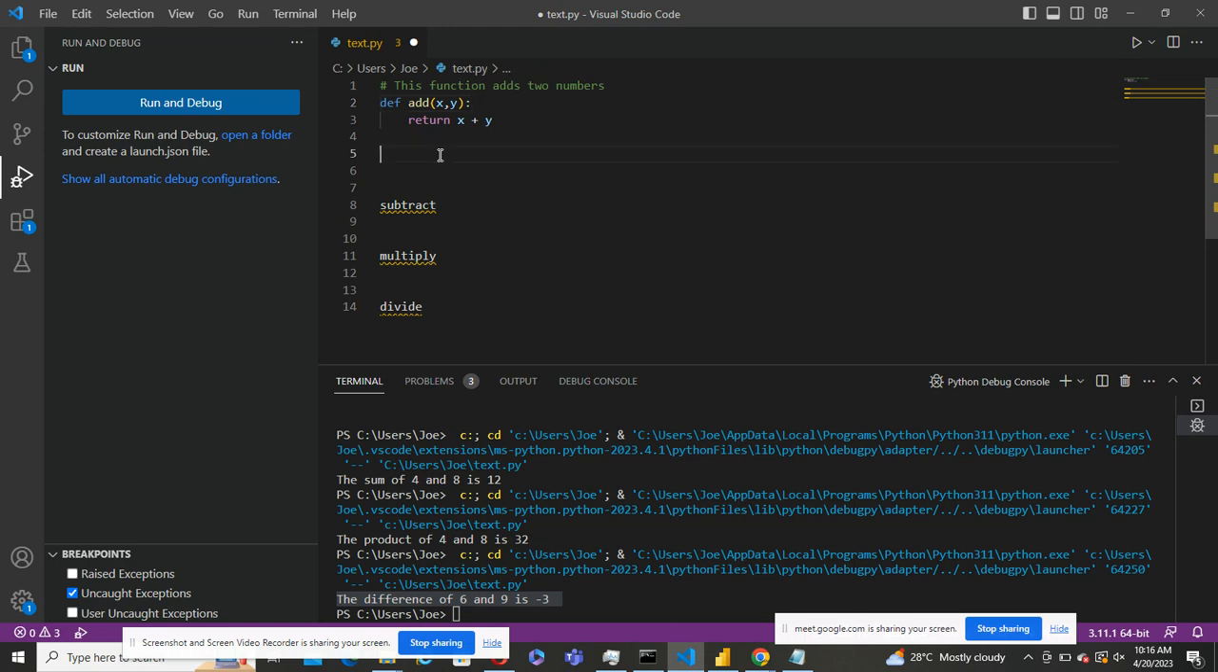Now, what this means here is we are building a multifunction calculator, whereby the user is able to input numbers and select which operator he or she wants.